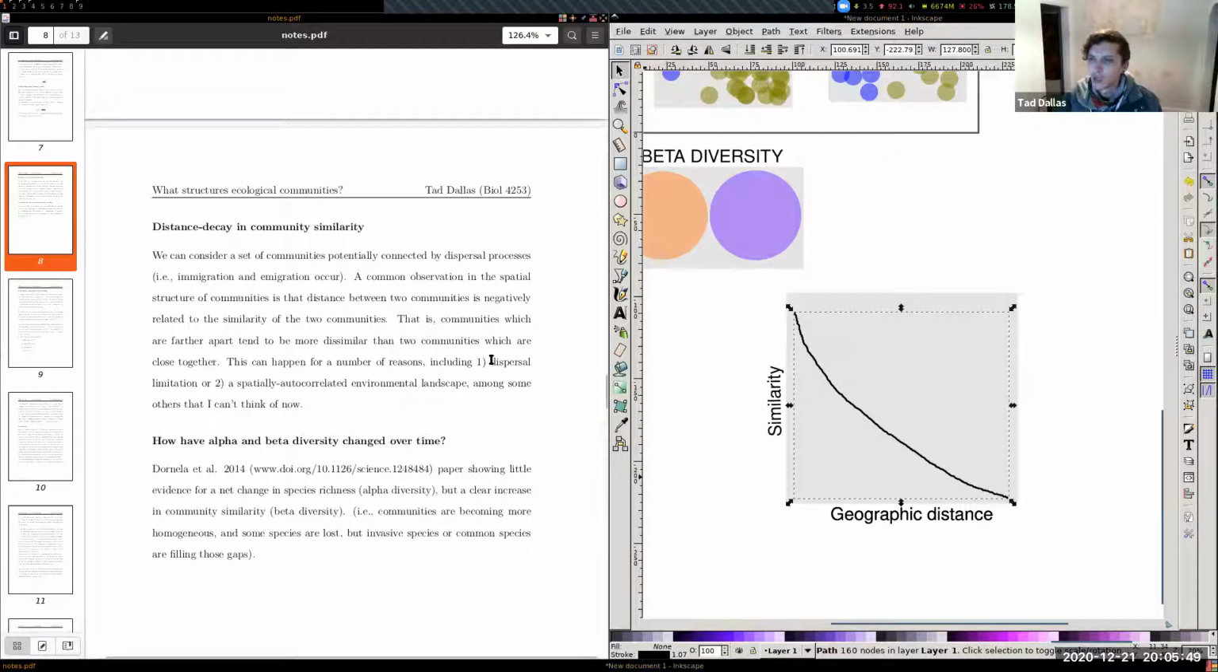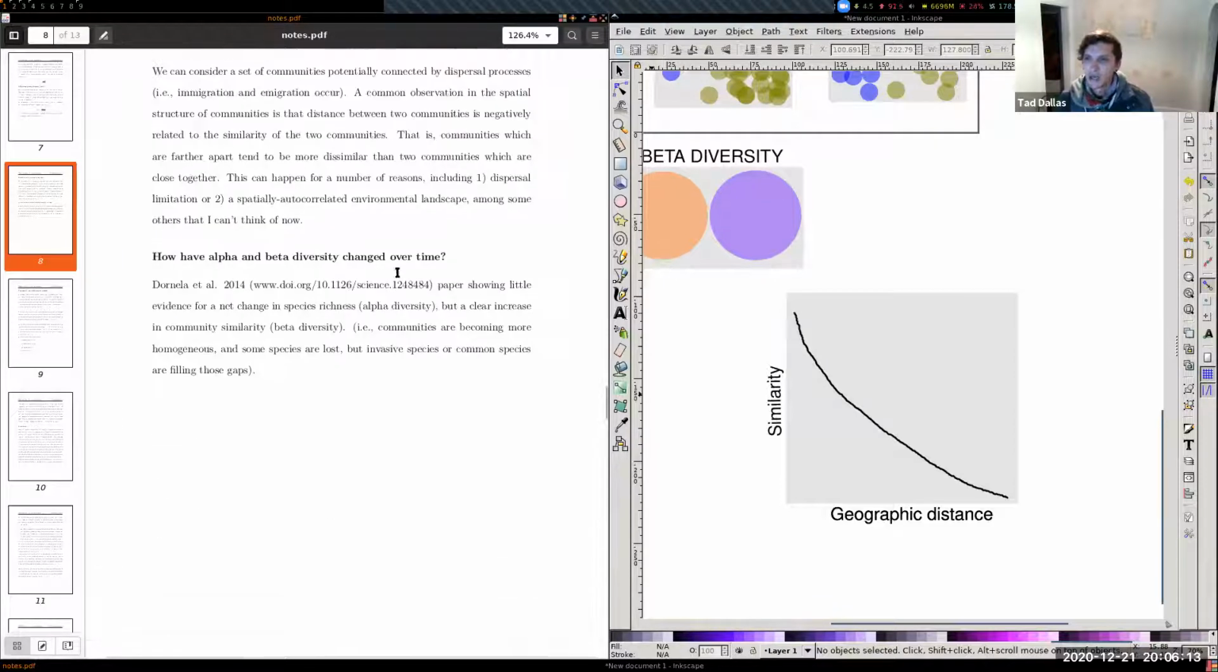Dispersal limitation could also play a role, but I think the main cause of this is having a spatially autocorrelated environmental landscape, in my mind. But feel free to disagree. We can talk about it.